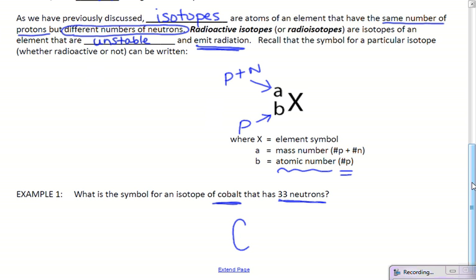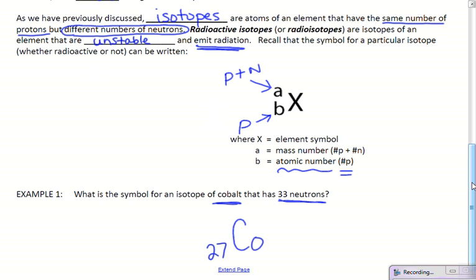So we'll go ahead and write our symbol. And since it is atomic number 27, that means there are 27 protons. That number will go on the bottom. And we're not writing a fraction. We're not going to draw a line. It's just one number on top of the other, like in our example.